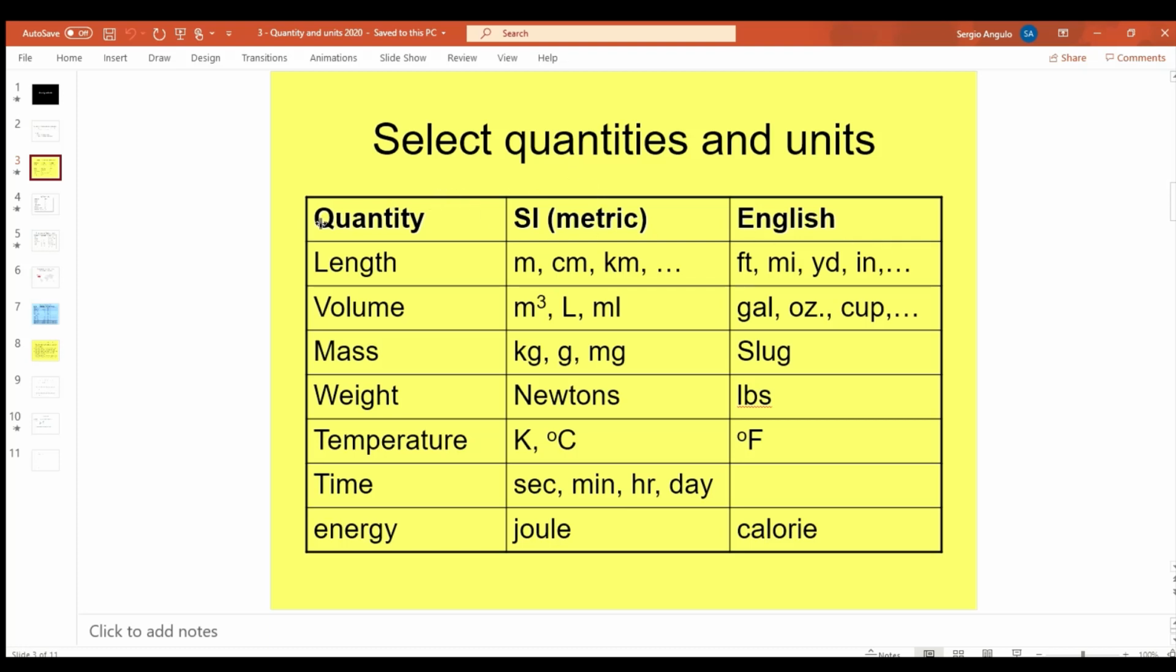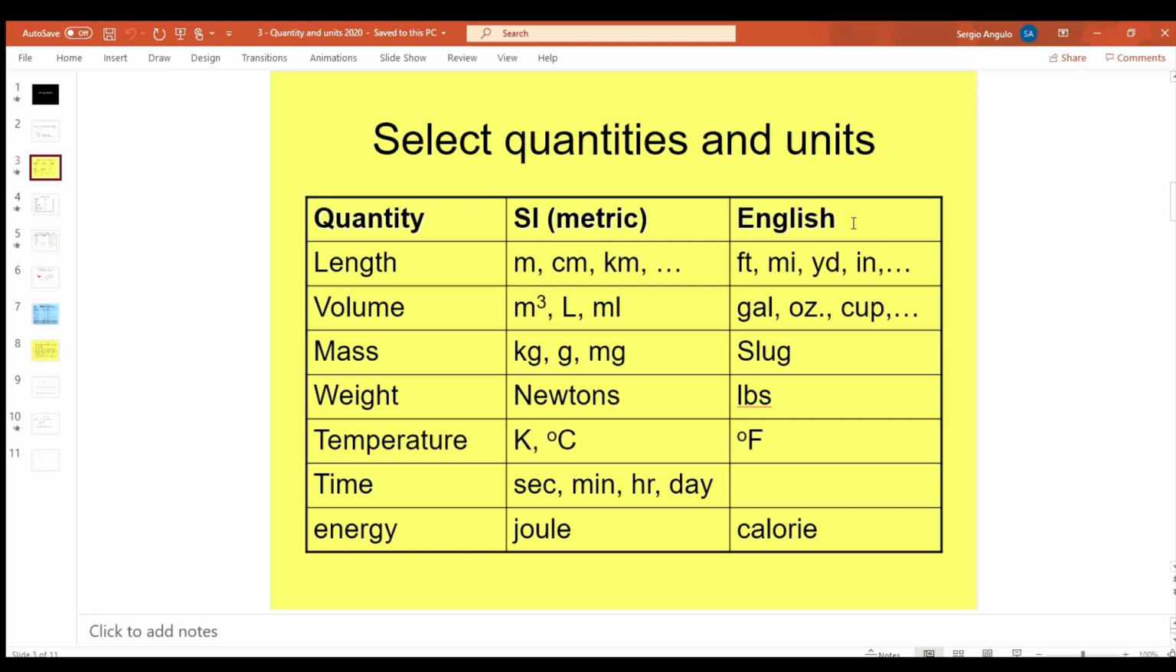Column 1 has different quantities. Column 2 has SI units because those are the ones we're going to be using in science. And column 3 is going to be English units. Now let me start with column 3 because you might go, well, why did I include English units in there? What do we care about the English units?